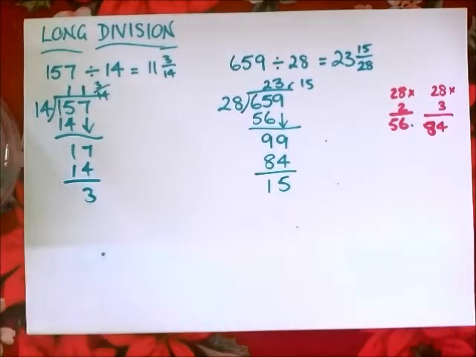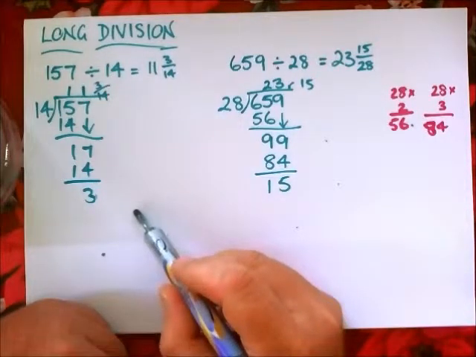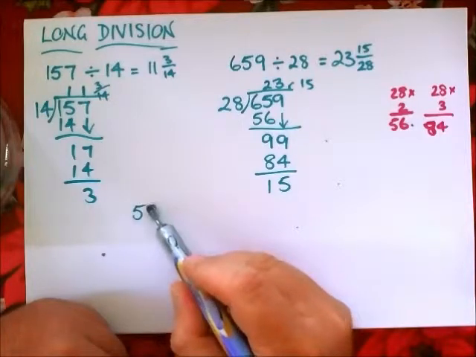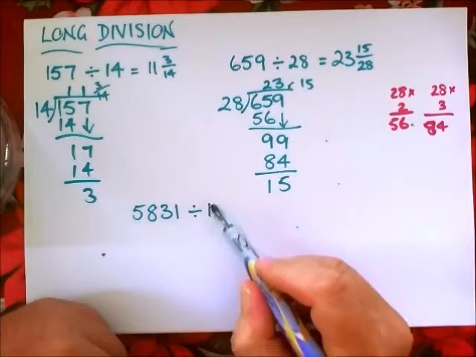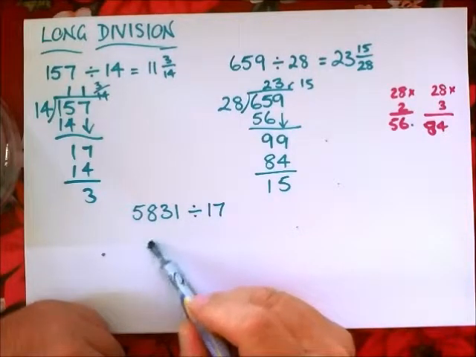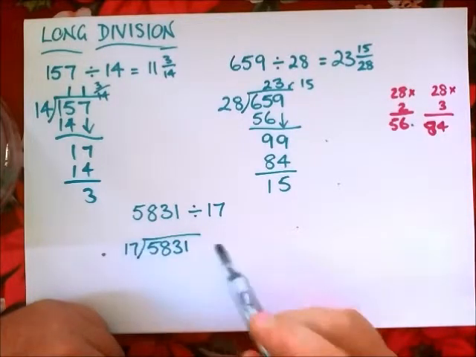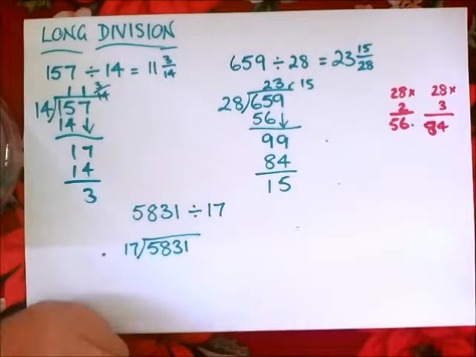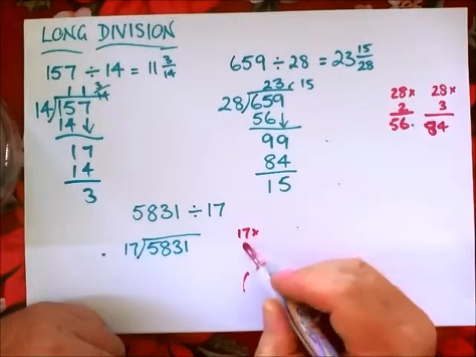What about another one? How about we do, let's say, 5,831. We'll be writing that in a moment. Just getting a pen. 5,831. And we divide that by 17. So we're dividing into a 4-digit number, 2-digit numbers doing the dividing. Nothing's going to change. We will write it out in our division format, 5,831 underneath the division sign with the 17 on the outside.